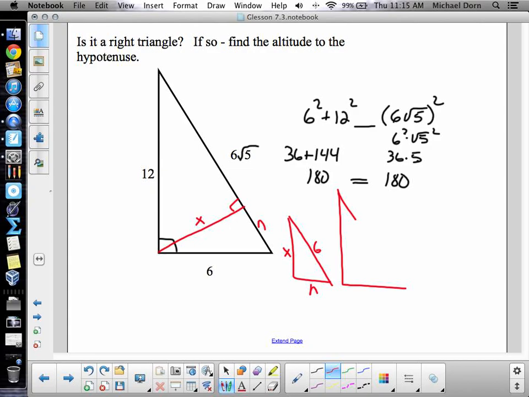When I set up my middle triangle, the short leg is X. The long leg, I don't know, but I do know its relationship to N. It's 6 root 5 minus N. That's the tricky part. And the hypotenuse is 12. When I set up my large outer triangle, I know all the sides. All my sides are 6, 12, and 6 root 5.